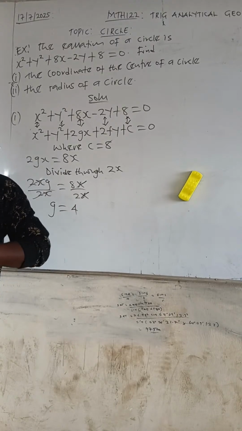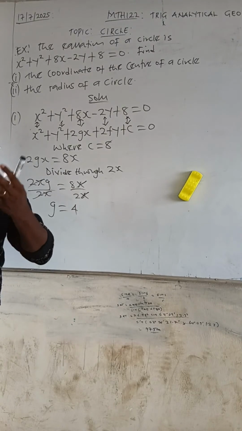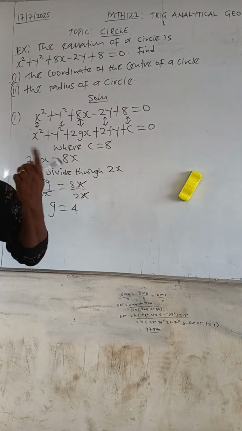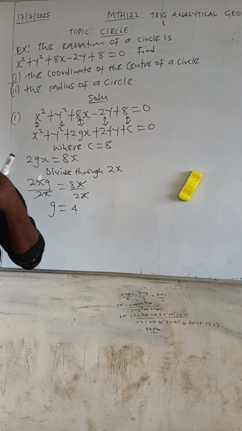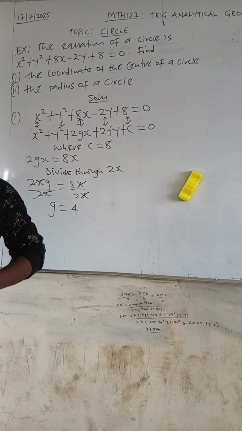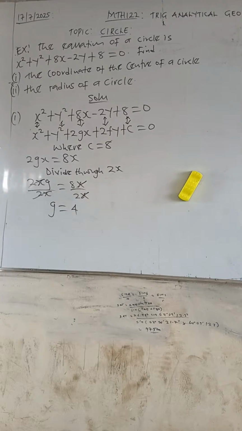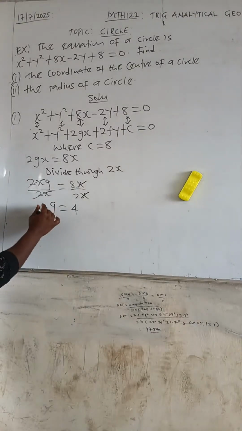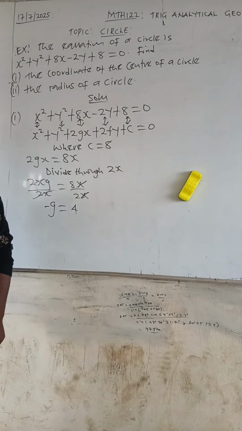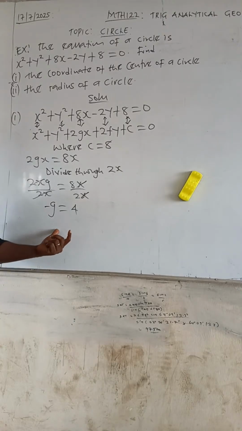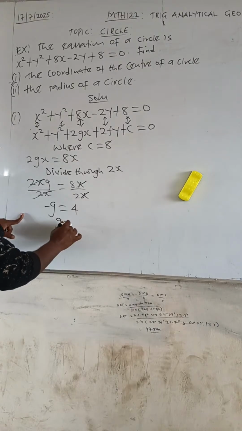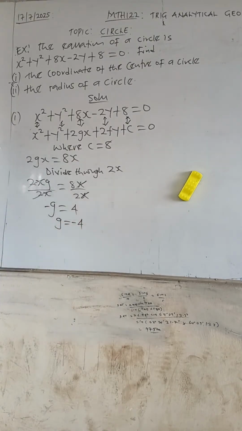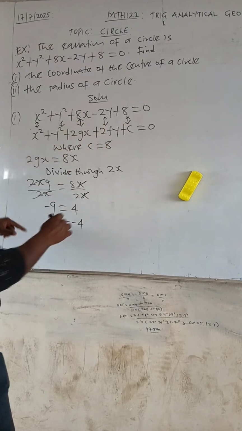But now, let us recall something. I mentioned to you that the center is always the negative of these. So this G is minus. But we are looking for G, not minus G. So our G will now become minus 4.